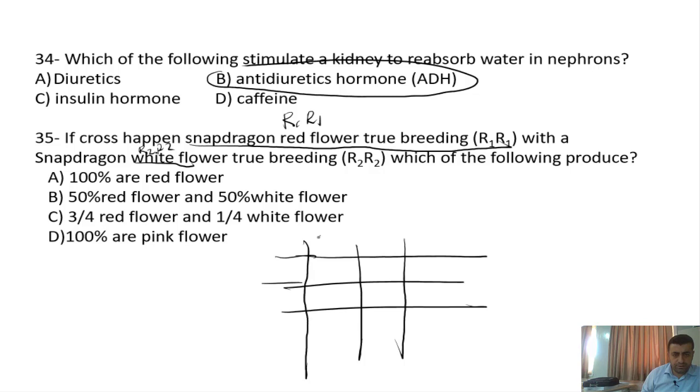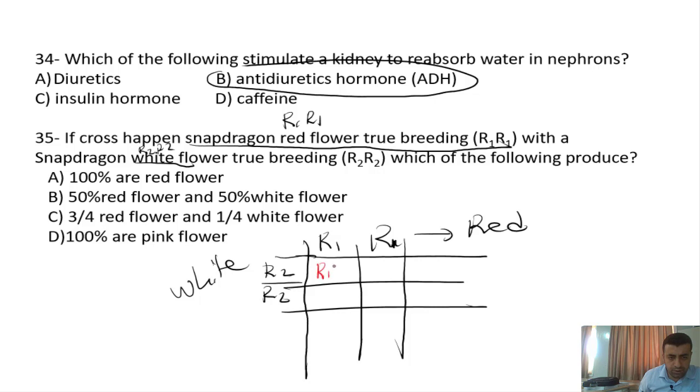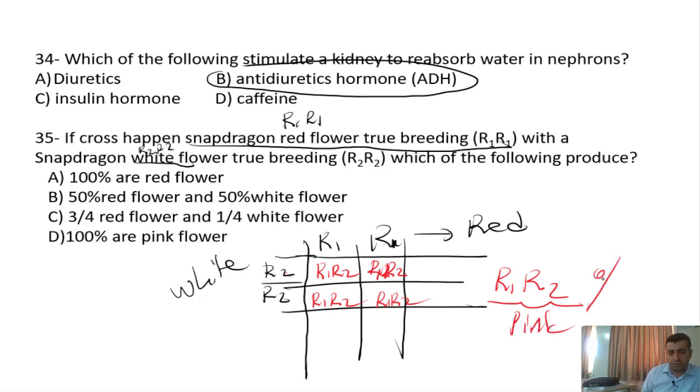Firstly, let us write red color. This one is going to be red color. R1 is red. R2 is going to be white. According to that, the first offspring will be R1 R2. Second one is also going to be R1 R2. This one R1 R2, R1 R2. So all possibility is going to be R1 R2. So this one will be pink. So 100% is pink.